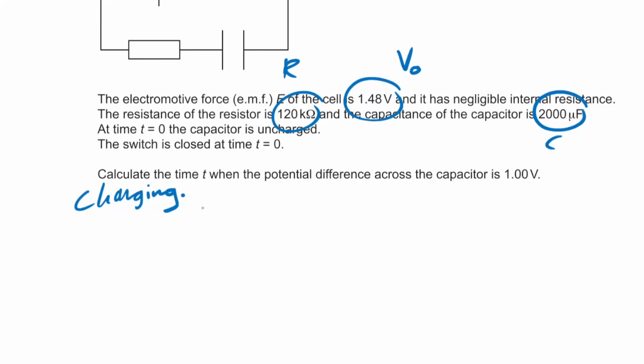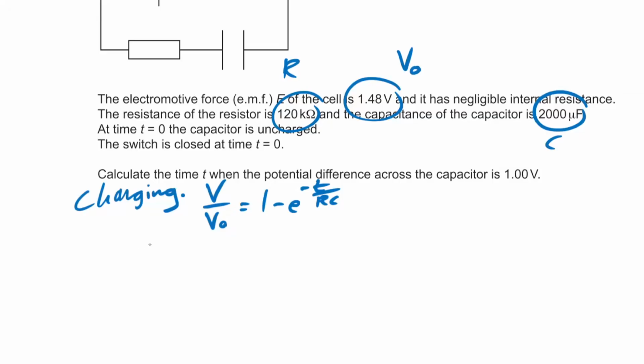So we know that if it's charging, then we can go with the equation V over V0 equals 1 minus e to the minus t over RC. So we could go with this, or you could use the discharging equation for the resistor instead and just say that there's 0.48 volts across the resistor. Up to you, doesn't matter. Maybe that's slightly easier, I don't know.